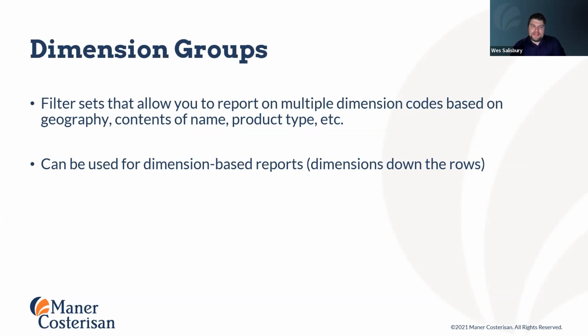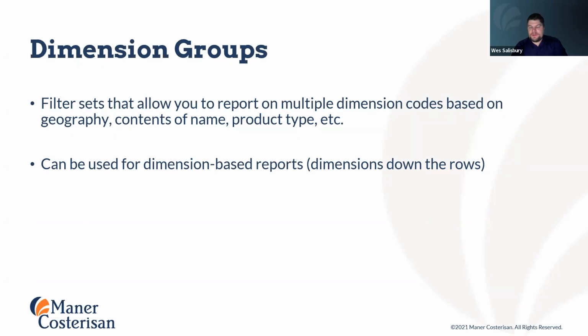And this is going to be covered more in this next slide, but dimension groups are used primarily in dimension-based reports in Sage Intacct. And those are reports where the dimensions go down the rows. So what I'm going to call the standard type of financial report inside of Intacct, those account-based reports, have your accounts down the rows. So your assets, your liabilities, your equities, your expenses and your revenues down the rows, which is more traditional textbook financial reports.